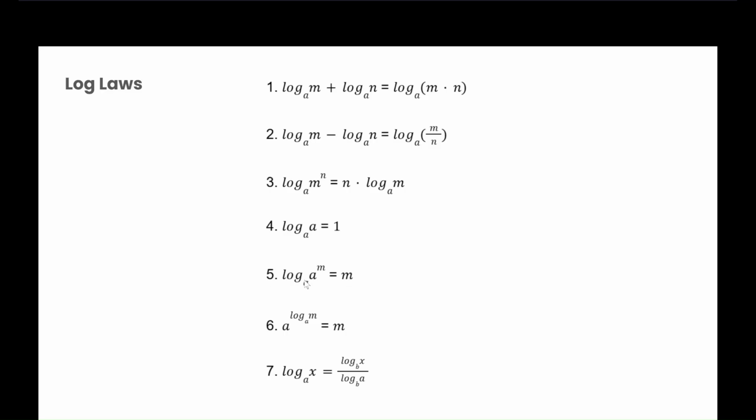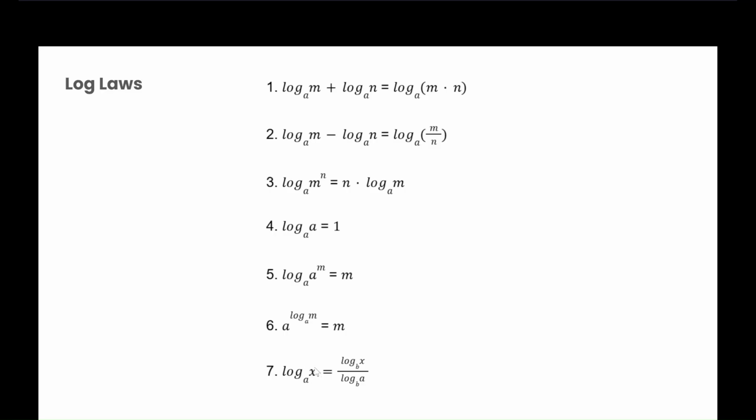For the fifth one, it's similar. It's saying a to what power gives me a to the power of m, and that is m. For the sixth one, exponent and logarithm are inverse, so they cancel out each other like this to make only m.